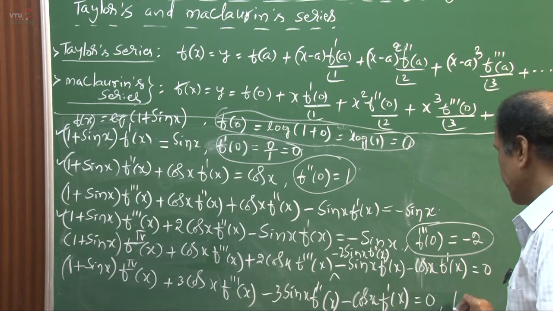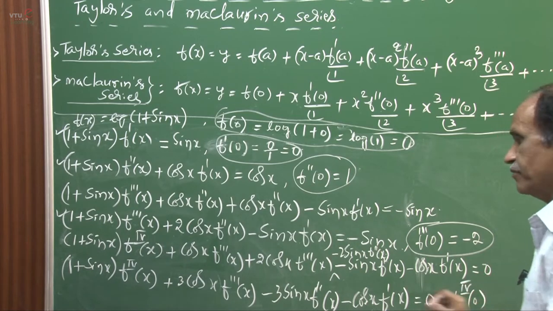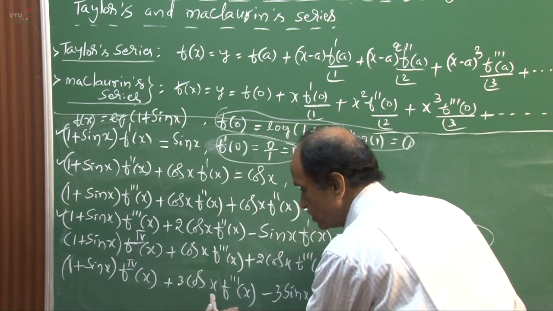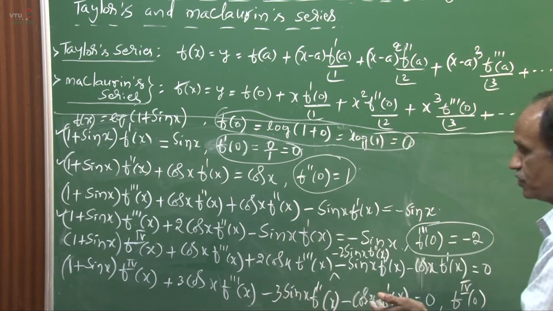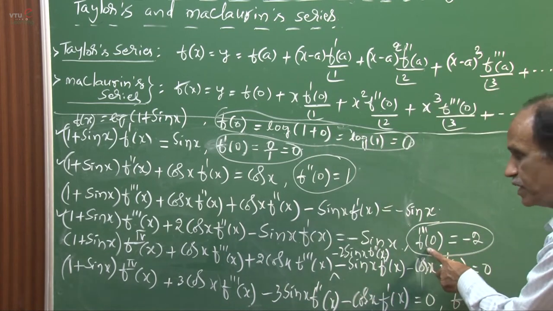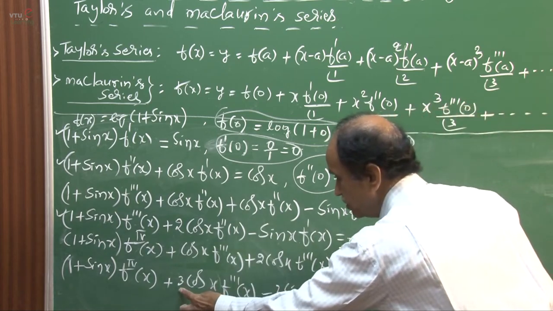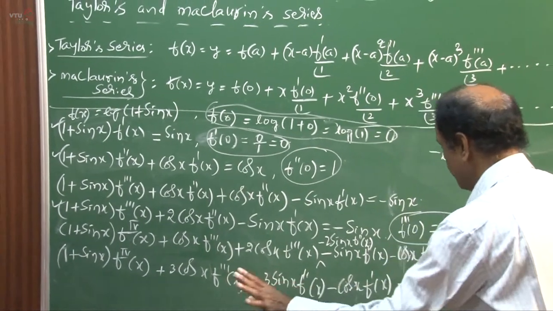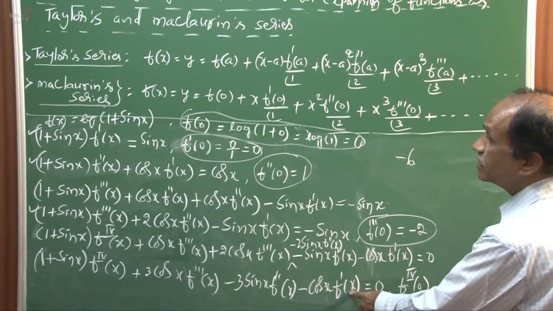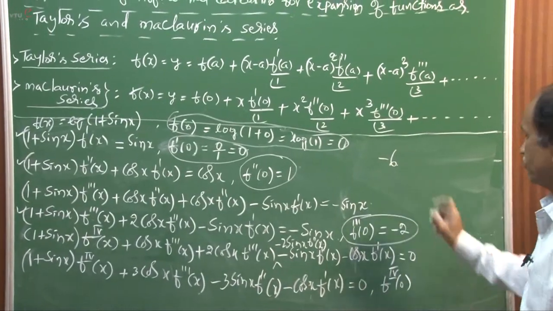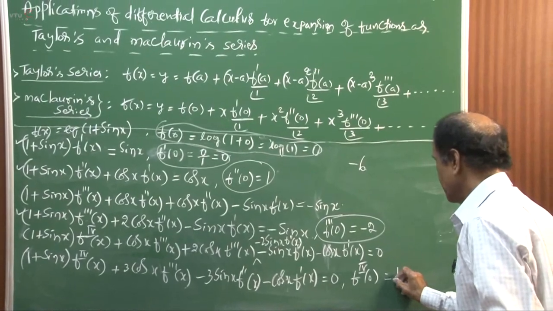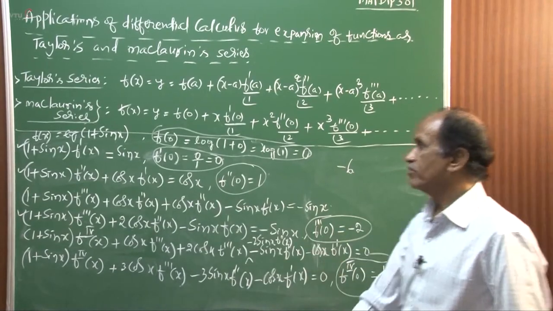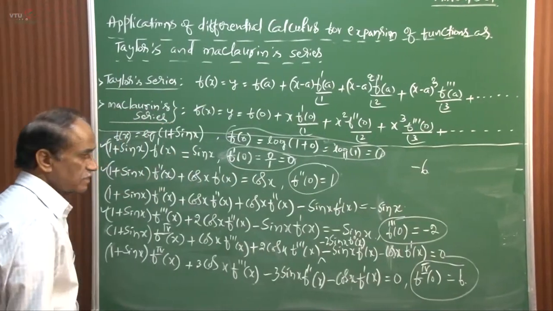Finally, f fourth order derivative, that is here multiplied by 1, and here 3 cos x, that means 3 into cos 0 is 1, and f triple dash of 0. What is the f triple dash? That is minus 2. So, minus 2 into plus 3, that becomes minus 6, one term. Sin 0 becomes 0. Cos 0 is 1 and f dash of 0 is 0. Therefore, this becomes plus 6, because left side is minus 6, you are getting plus 6. Therefore, these are the 4, 5 values for substituting in the Maclaurin's series.